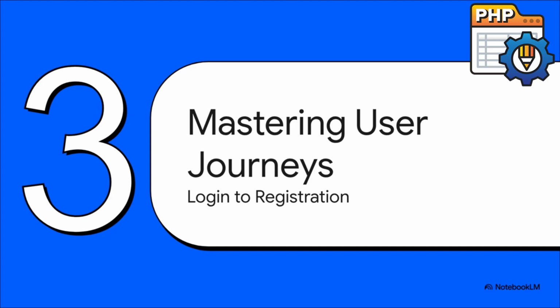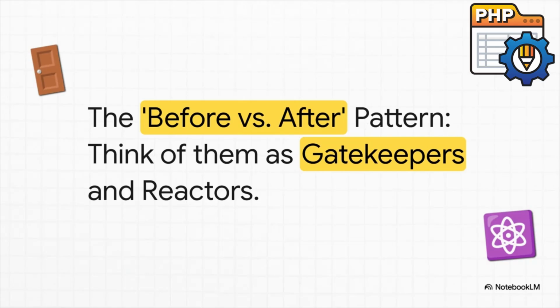We're going to see how these events give you complete and total control over the most critical parts of your app: how users log in, how they sign up, and how they manage their accounts. Now, to really get this, you have to understand this one powerful pattern that you're going to see over and over: the before versus after events. Just think of it like this. Before events are like the gatekeepers. They're proactive, they check things, they validate. After events, they're the reactors. They spring into action after something has already happened successfully.